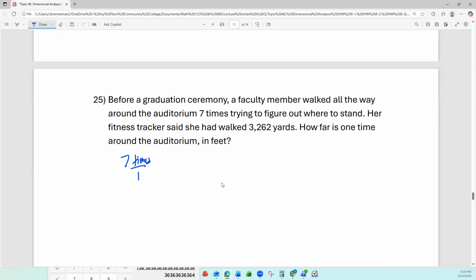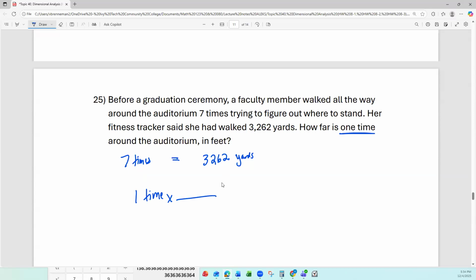And I have 3262 yards. So this is a little trickier to use the dimensional analysis process with. We have those two pieces. What we know is that those are equal to each other, actually. So the 7 times that she walked around was equal to 3262 yards. So I'm going to start with one time around the auditorium. That's what I'm trying to find. So one time.